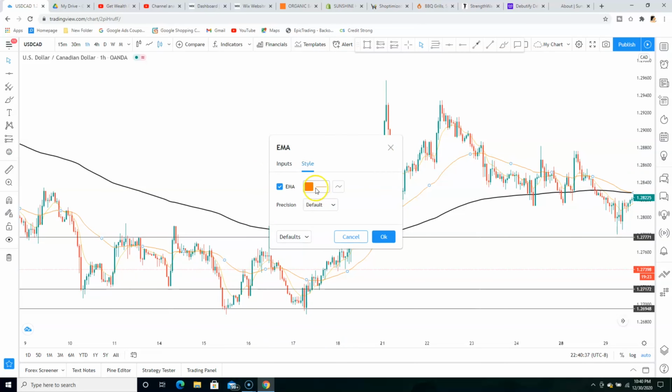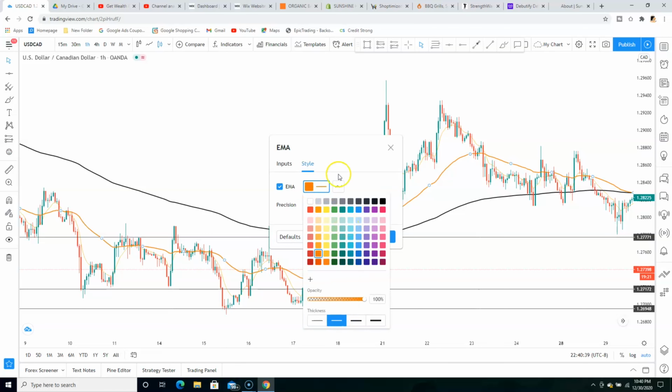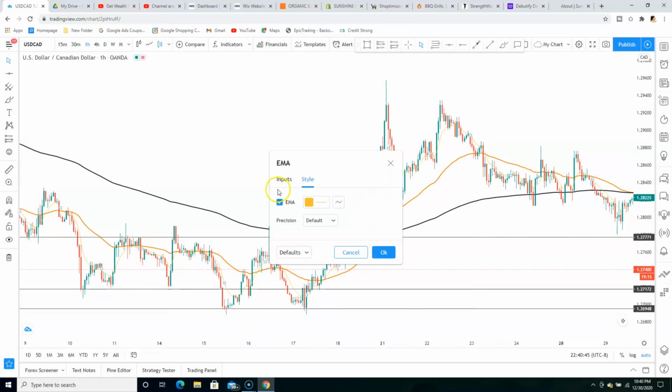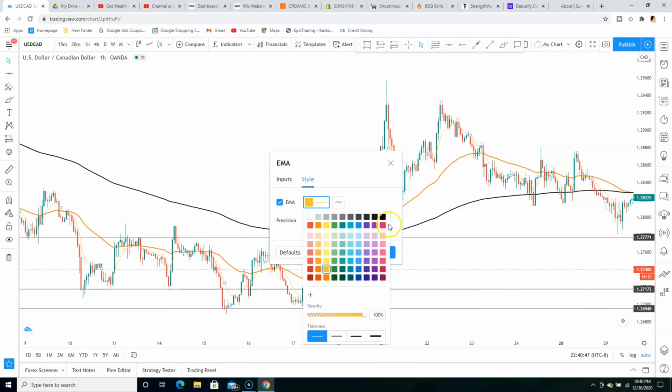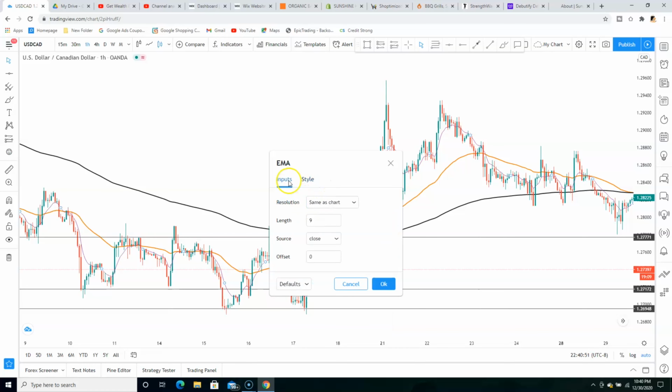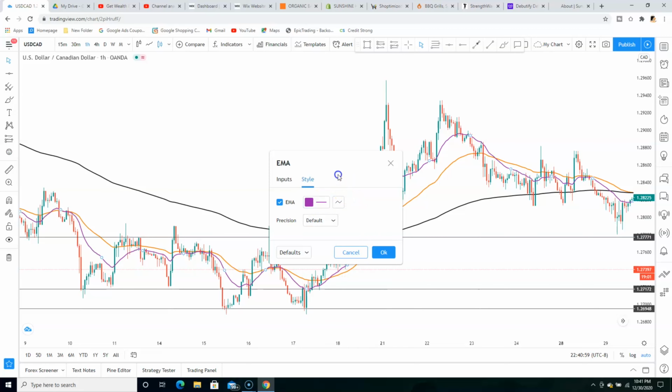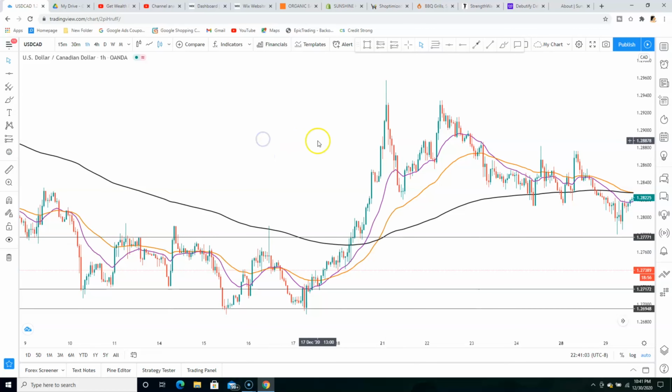Then you got to change the thickness. Change it to the second one. You have the 50 right there. And for the third moving average exponential, you just got to change that to 20. Make sure it's moving average exponential, guys. Once you're done, you click on OK.